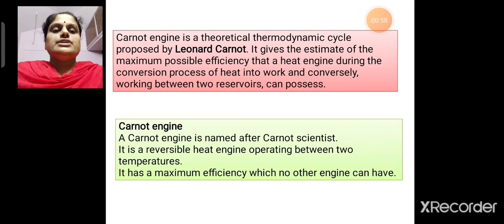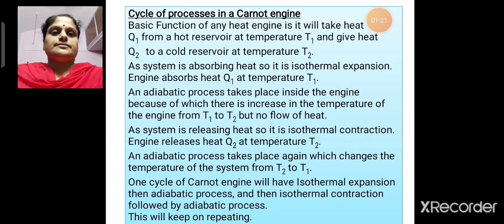A Carnot engine is named after the scientist Carnot. It is a reversible heat engine operating between two temperatures. It has a maximum efficiency which no other engine can have. That is, it is an idealized heat engine. Now let us see the cycle of processes in a Carnot engine.